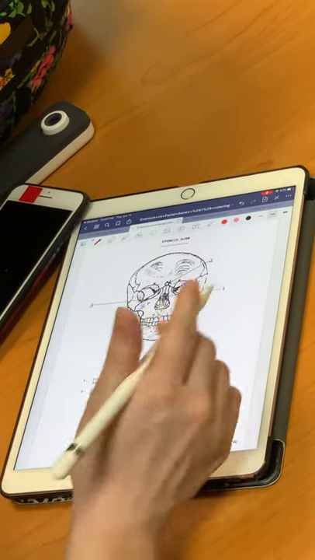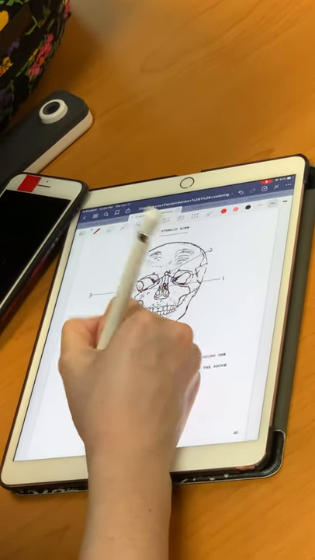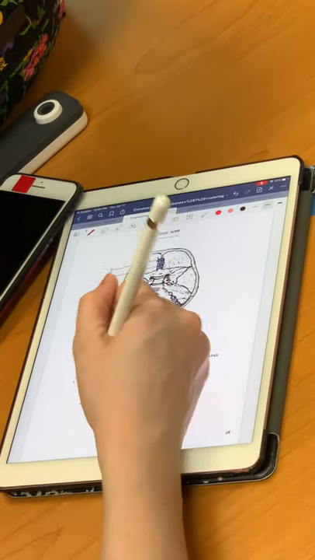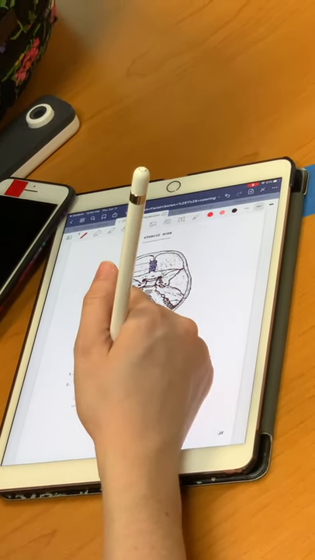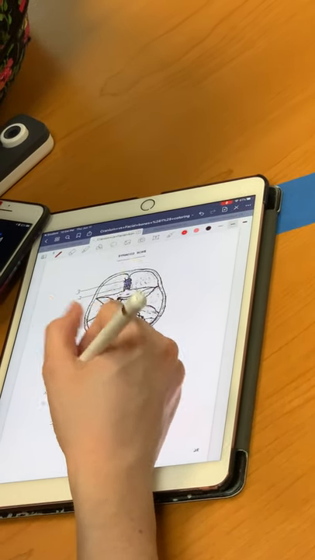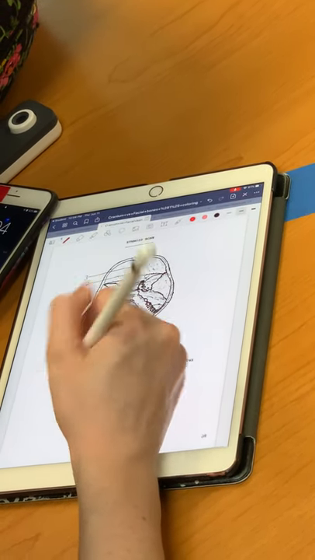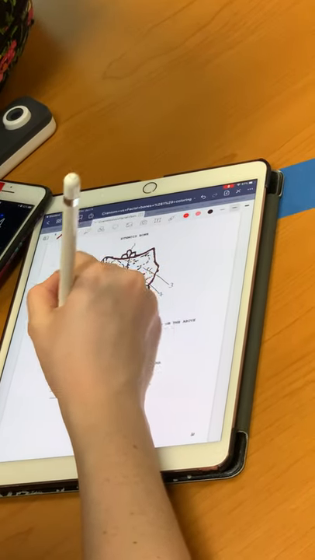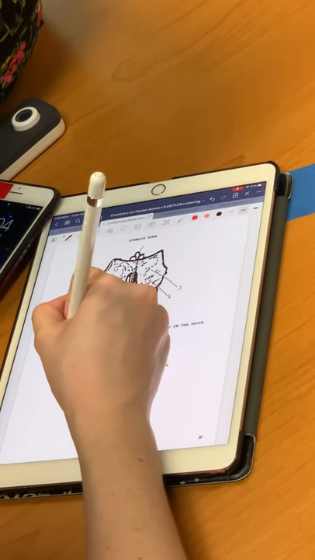Okay, page 20 is 1, 2, 3. Or actually, that's 28, isn't it? Yeah. 1, 2, 3, 28. 29 is 2 and 3. There was no 1. 30 is 1 through 8. 1, 2, 3, 4, 5, 6, 7, 8.